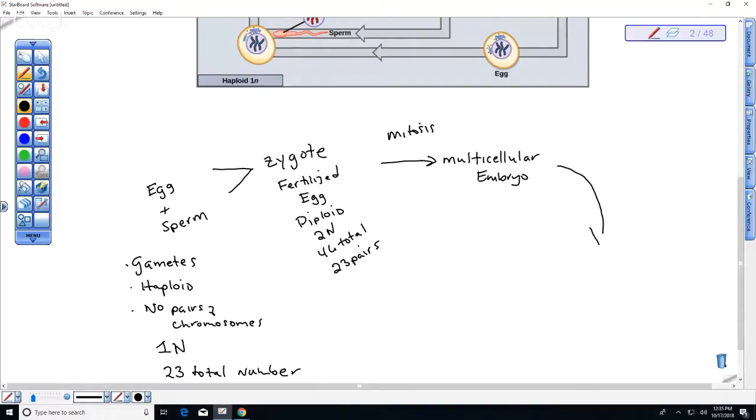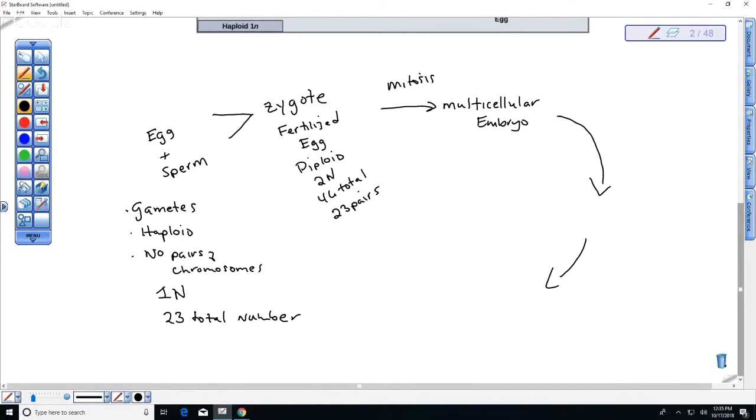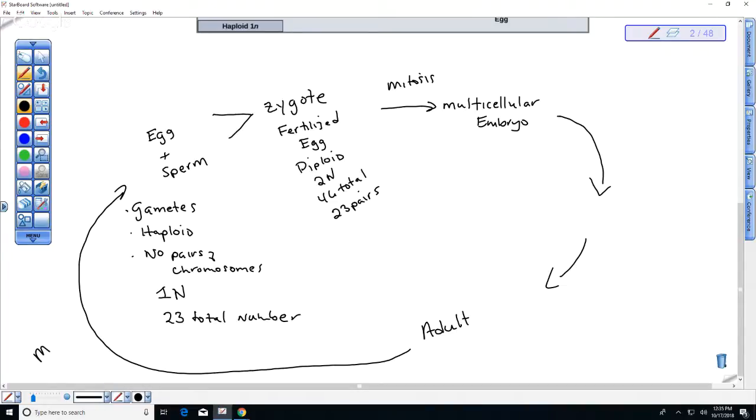And then from that multicellular embryo, we're going to go through those different stages from fetus to newborn to child to adult. And then it is the adult stage that is going to produce the egg and the sperm. And that is meiosis. So meiosis is a special type of cell division that produces gametes, produces haploid cells. So that means that meiosis only occurs in the testes and the ovaries. It does not occur in skin cells or brain cells or liver cells. It only occurs there.